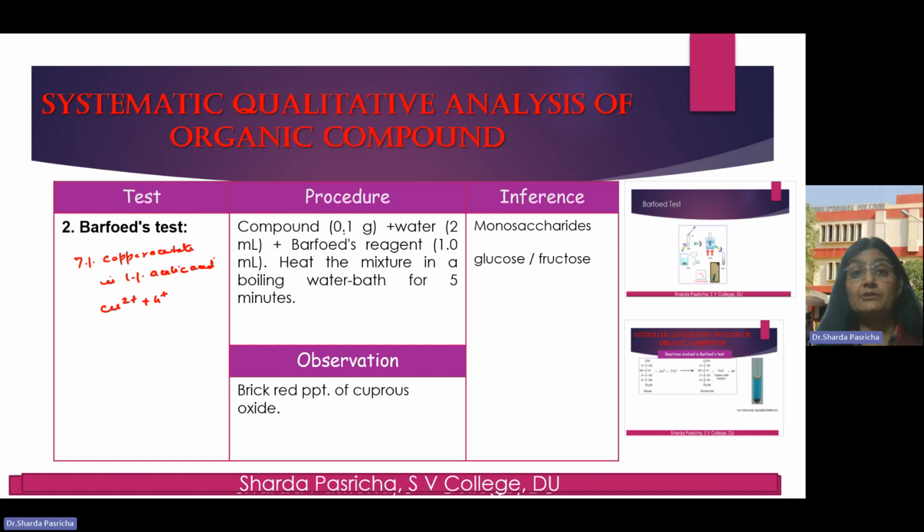What you have to do here is that you have to take 0.1 gram of the organic compound, add 2 ml of water, and then you add 1 ml of a freshly prepared Barfoed reagent. Heat the mixture in a boiling water bath for about 5 minutes. If you get a brick red colored precipitate settling at the bottom of a blue colored supernatant liquid, the inference that you draw is that the compound is a monosaccharide, can be glucose, fructose, mannose.